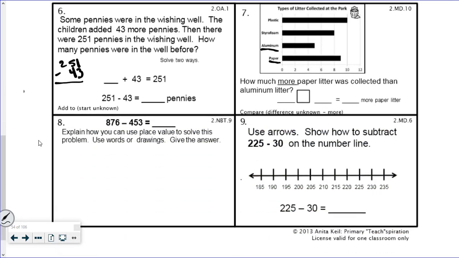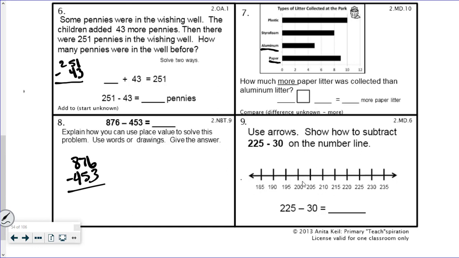Number 8, explain how you can use place value to solve this problem. Use words or drawings. So you can either rewrite this as a base 10 problem, or you can rewrite it up and down like this and solve it that way. It's your choice. So pause your video and do number 8.